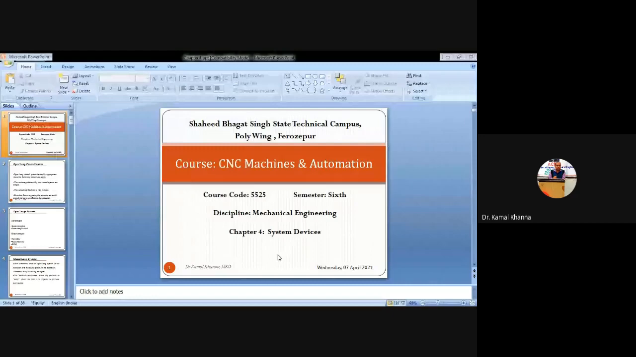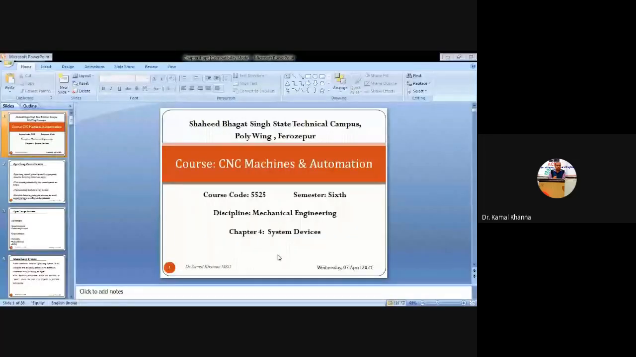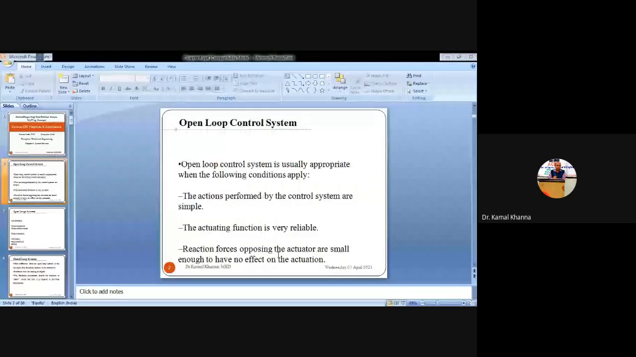So all the devices related to the CNC systems or the automation systems, we will study, along with all the mechanisms and the control system related to CNC machines in this chapter. Coming on to our first topic, that is the open loop system and the closed loop control system. First of all, we will study the types of control system that are available in CNC machines.